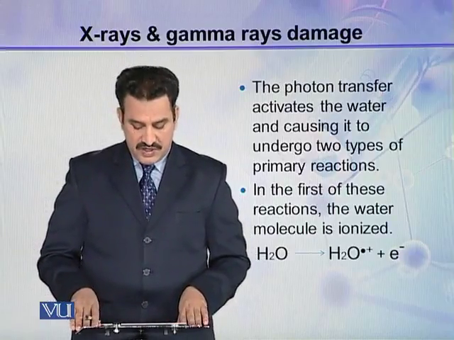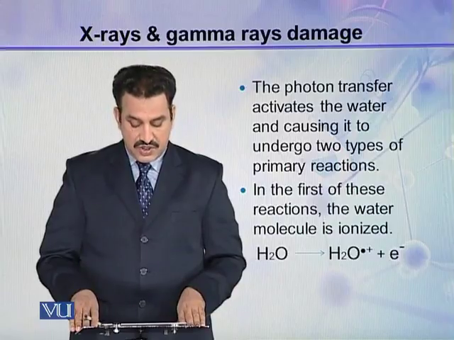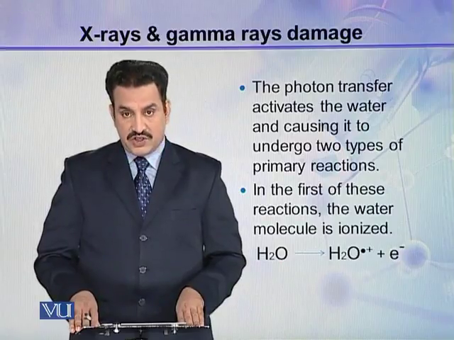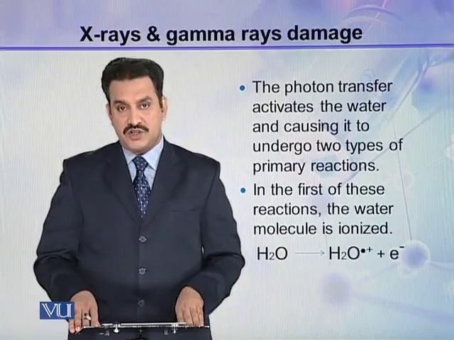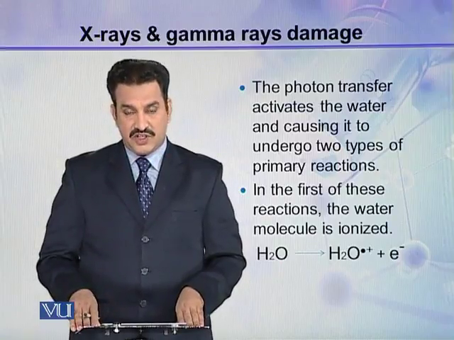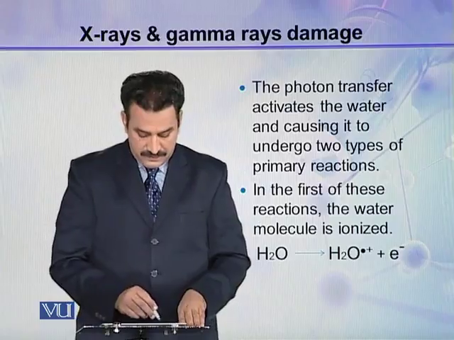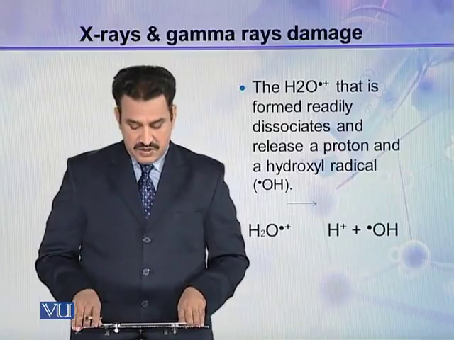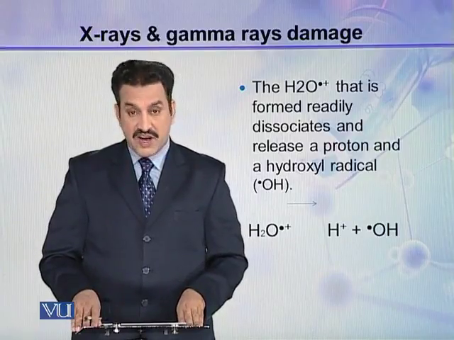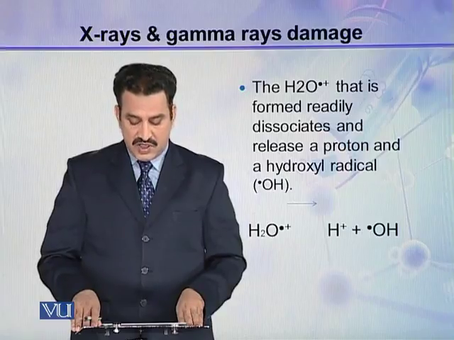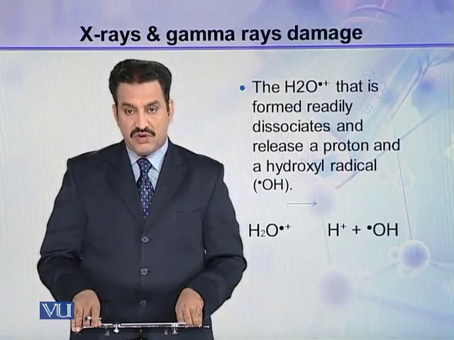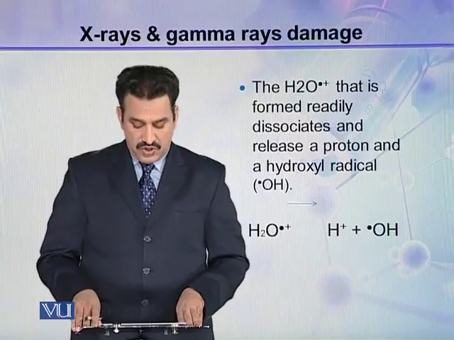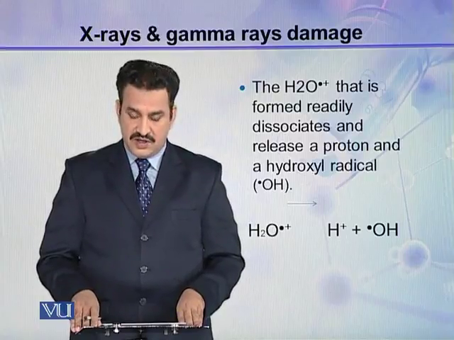The photon transfer activates the water, causing it to undergo two types of primary reactions. In the first of these reactions, the water molecule is ionized. Simply, the water is excited and then it is ionized. The H2O plus ion that is formed readily dissociates and releases a proton and a hydroxyl radical. So in this reaction, this water molecule releases hydrogen and hydroxyl.